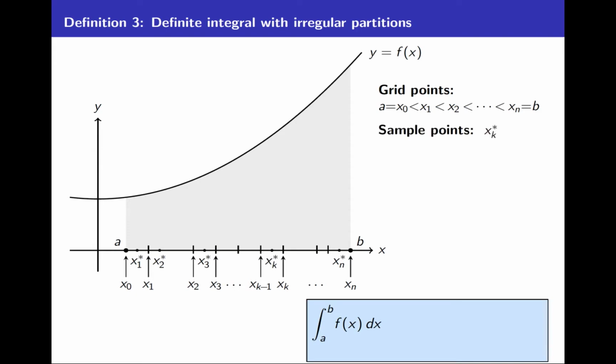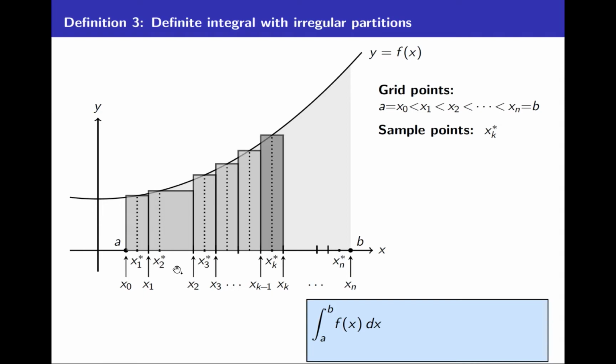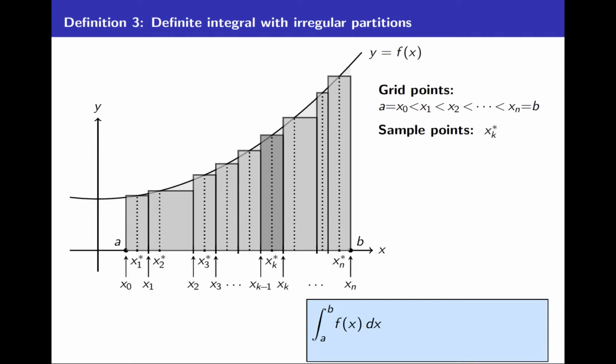And then, you guessed it, with those sample points, you take f of each one to get the height of your rectangle. So f of x sub 1 star is the height of your first rectangle. F of x sub 2 star is the height of the second rectangle, and so on down the line until the nth rectangle. And when you do this, you get a bunch of rectangles that have different thicknesses. So delta x is not going to cut it anymore for the thickness or width of these rectangles because they're all different. These partitions are irregular.